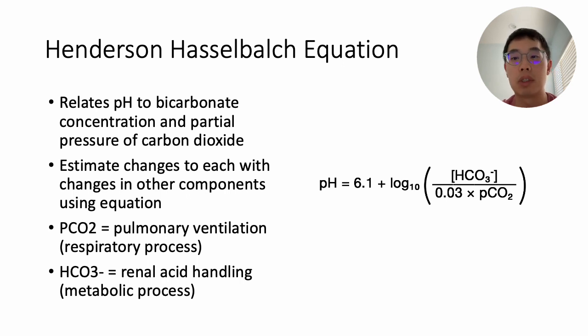We can also see similar changes when we cause changes to our PCO2. If we increase our respiratory rate and blow off a lot of CO2, then our partial pressure of carbon dioxide will decrease, leading to an increase in pH since PCO2 is in the denominator of the equation. Conversely, carbon dioxide retention increases the partial pressure of carbon dioxide, leading to a lower pH and acidemia.